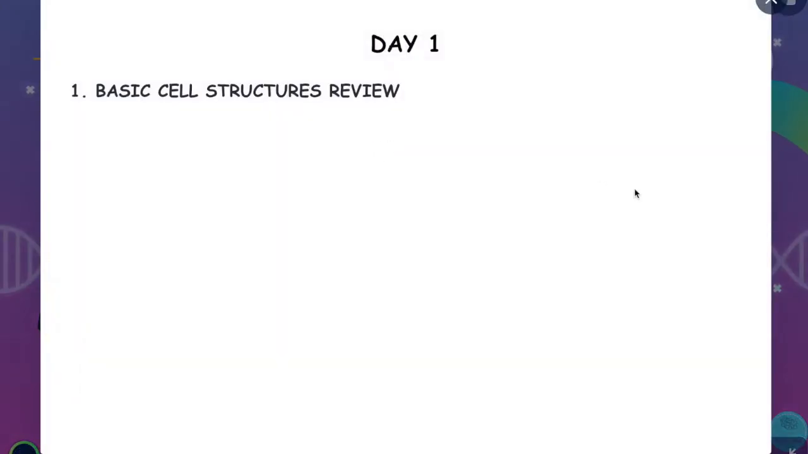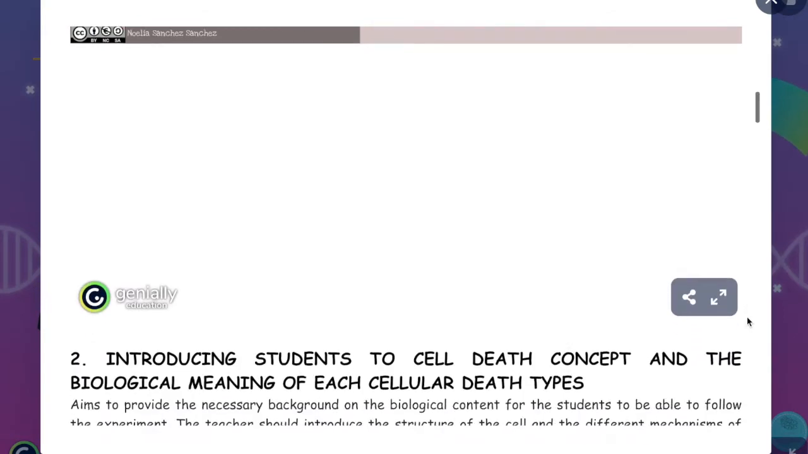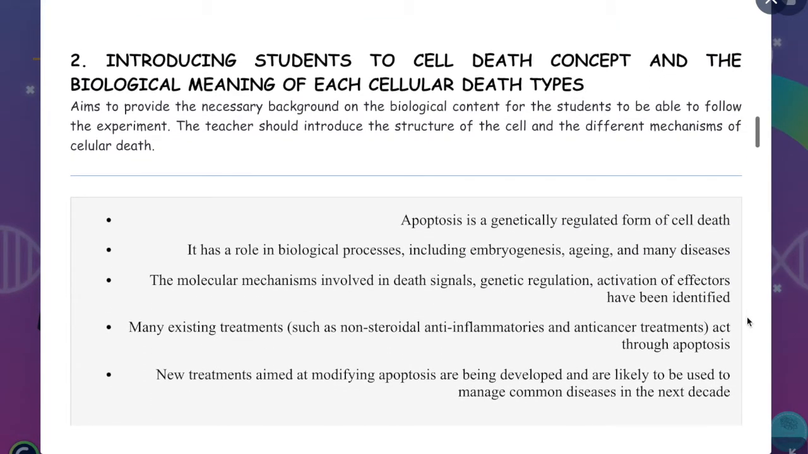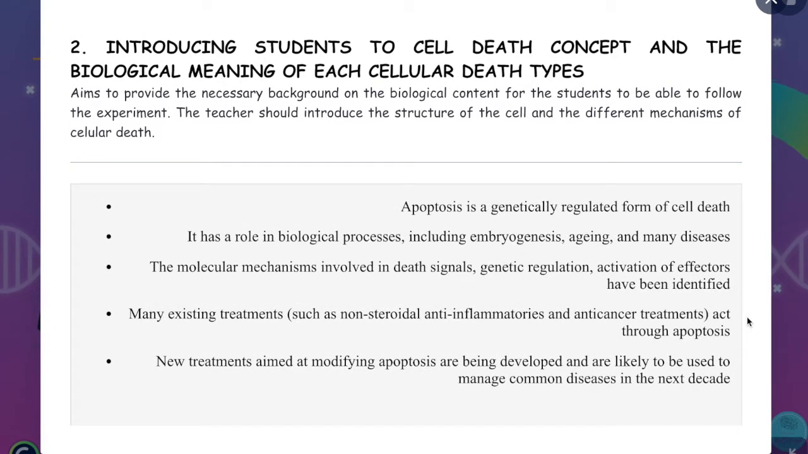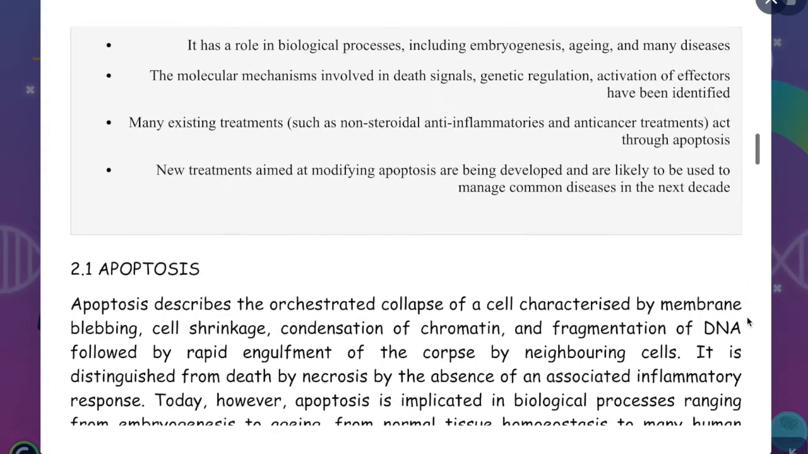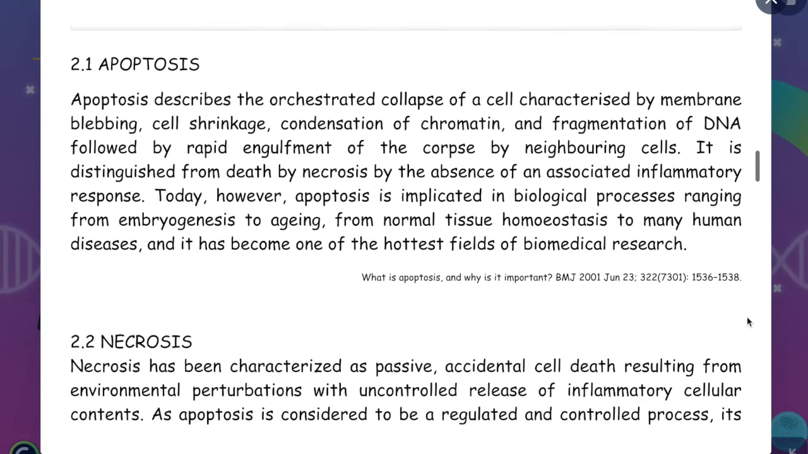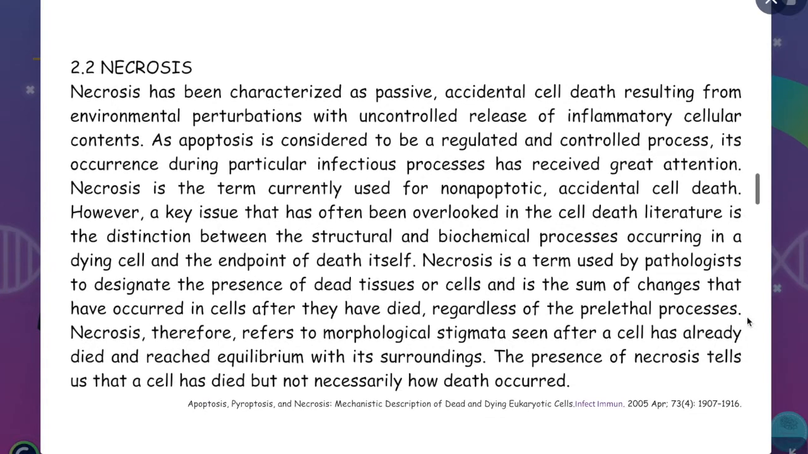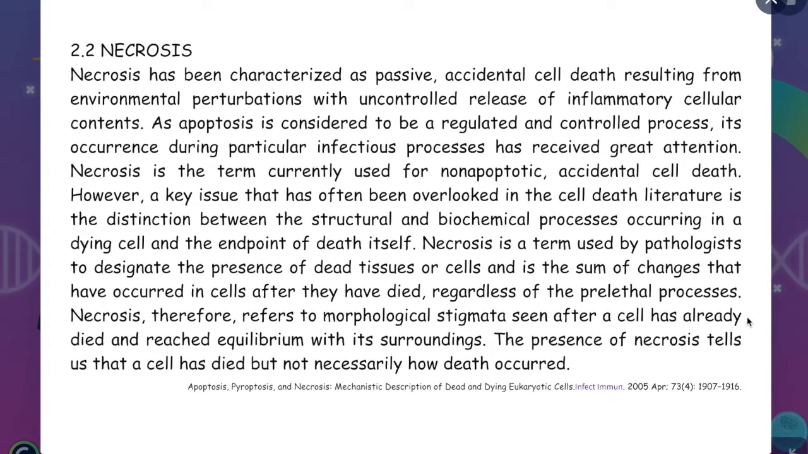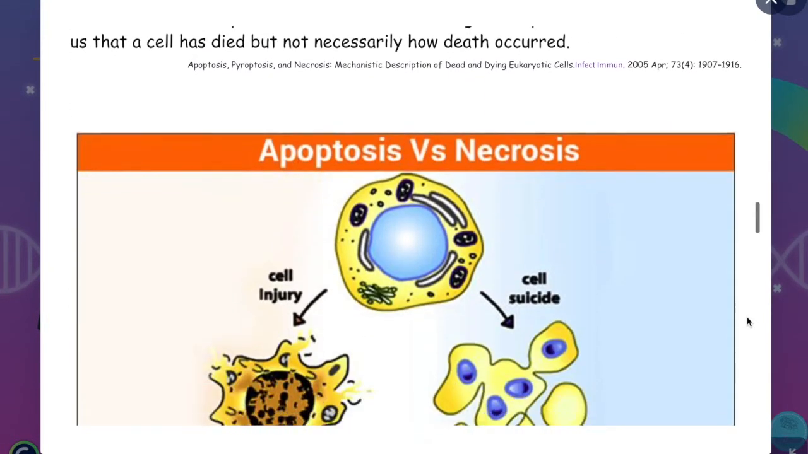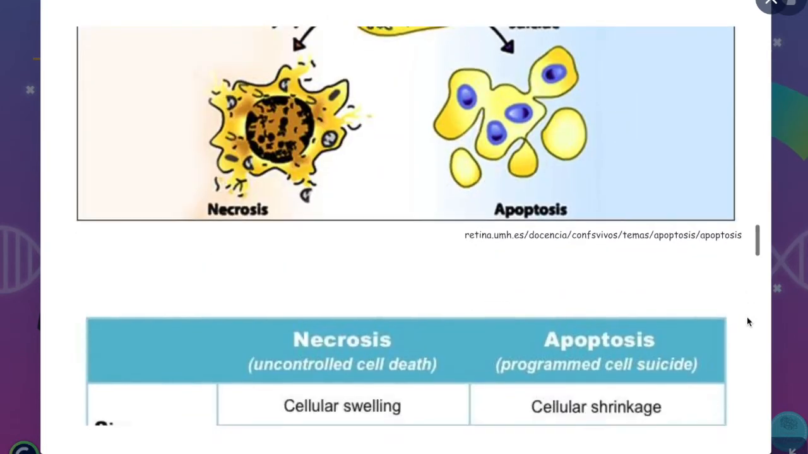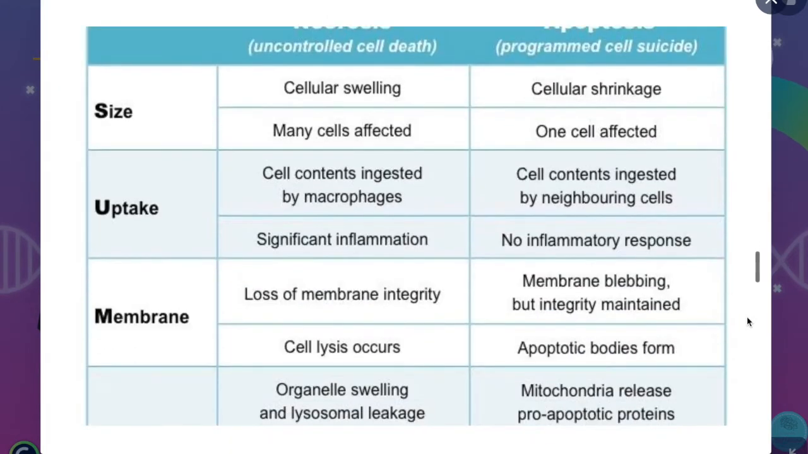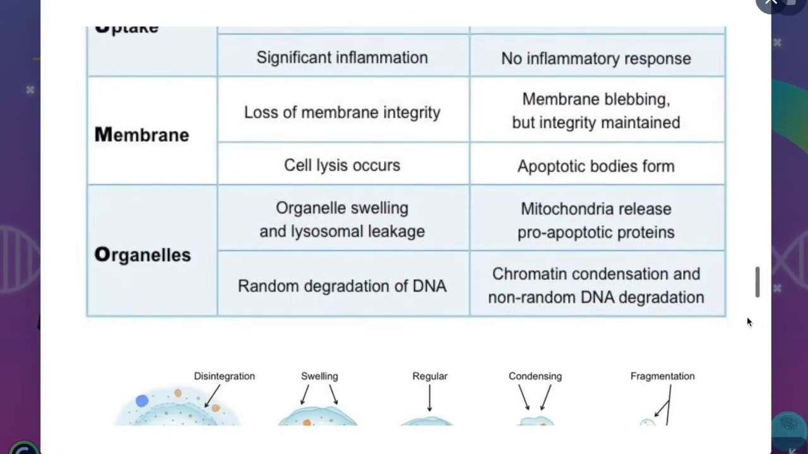In the first lesson, I review the basic cell structures and introduce my students to the cell death concept. In general, they weren't familiar with it, so I decided to start by explaining the biological meaning and functions of cell death in organisms. Later, I continue with the different types: apoptosis, so programmed cell death, and necrosis. I focus on their differences.